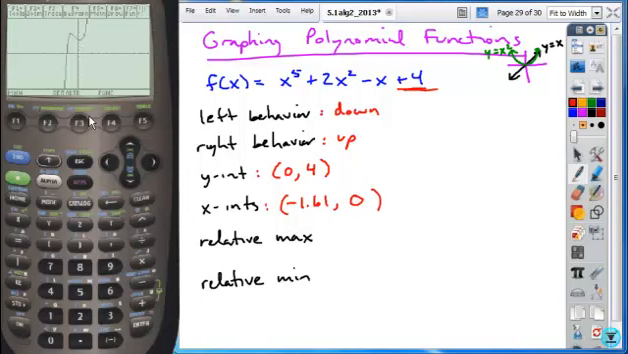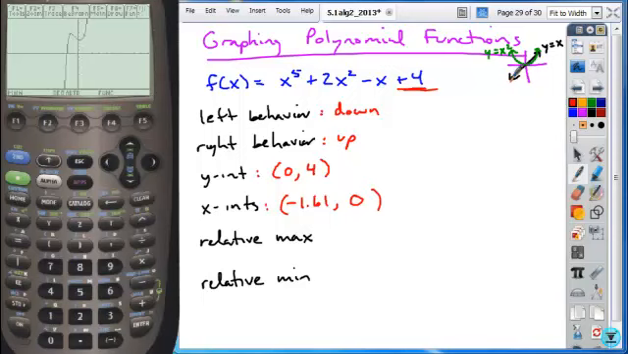Can you show me the left and right? So again, you just look at the graph. No, without looking at the graph. If the leading power, the degree of the polynomial, is an odd number, it goes up and to the right and down and to the left.